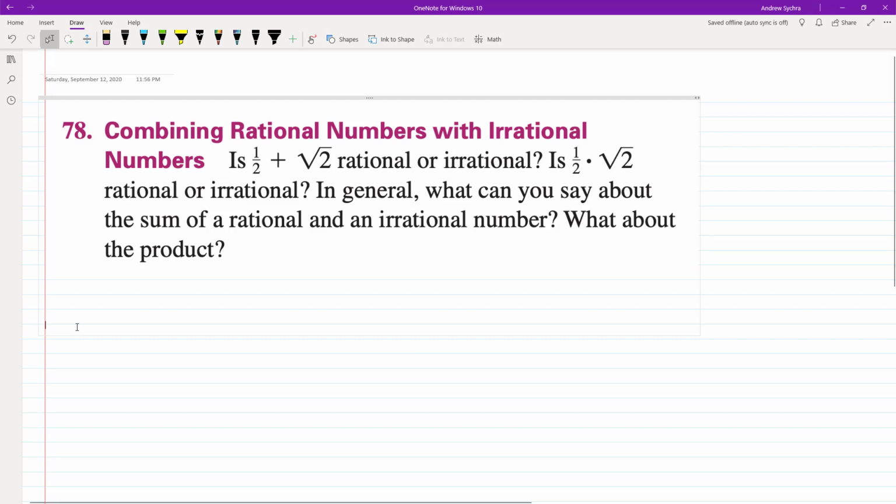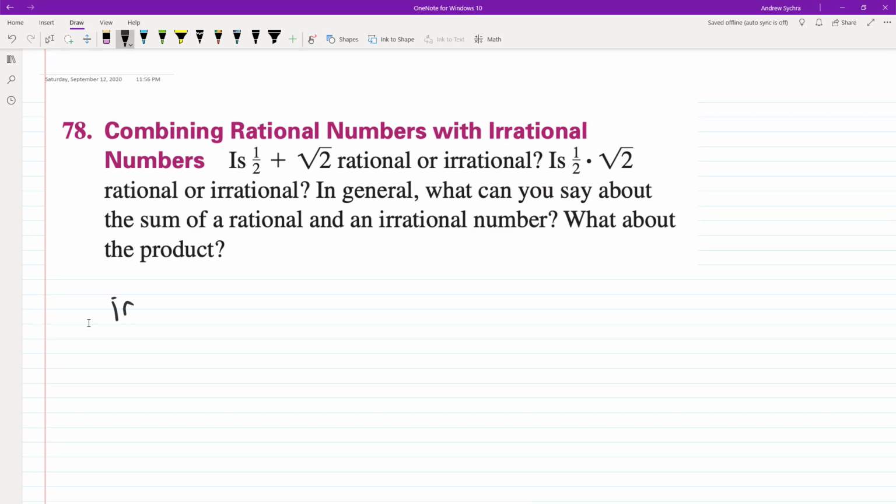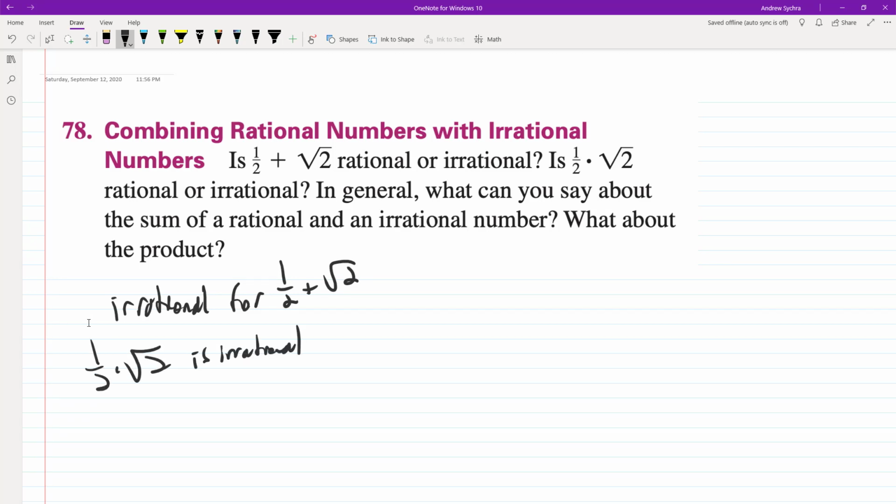Is 1/2 plus square root of 2 rational or irrational? Is 1/2 times square root of 2 rational or irrational? First part is irrational. One half times square root of 2 is irrational. Sums always irrational. Products sometimes, as in the previous problem. Okay.